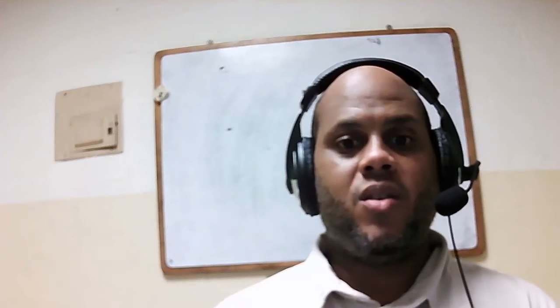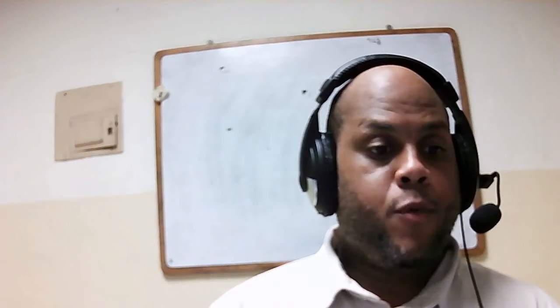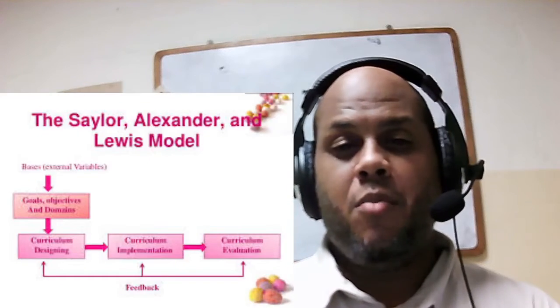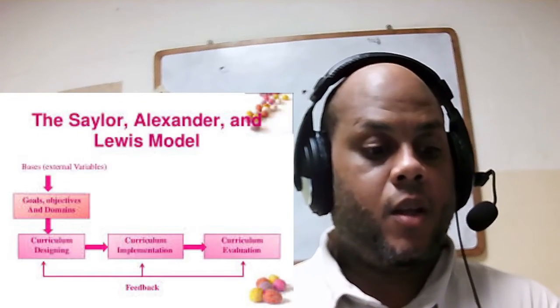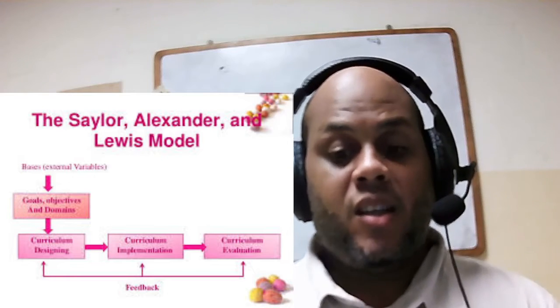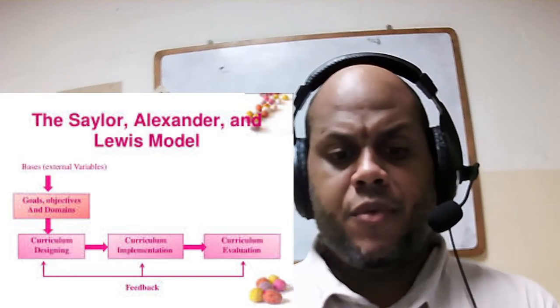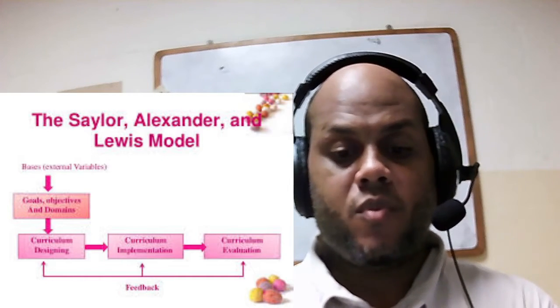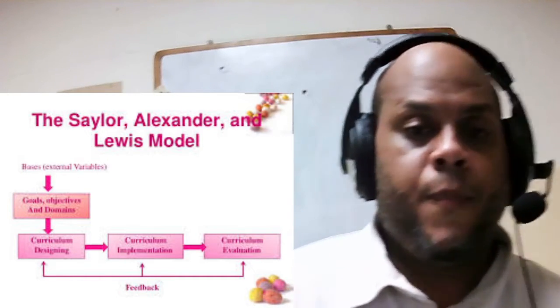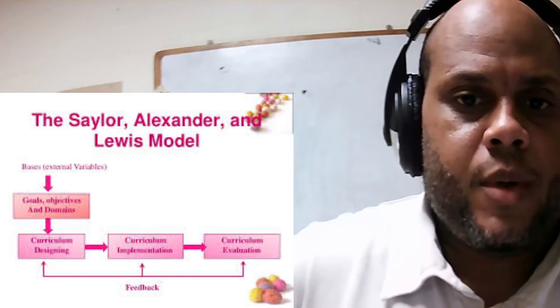When we speak about Saylor and Alexander, it's because the curriculum plan is not just a document; it's more a compilation of documents, and basically you have to create it. This is focusing on objectives and the domains, specifically in a few domains like instructional models, the evaluation, and the implementation of the domains.